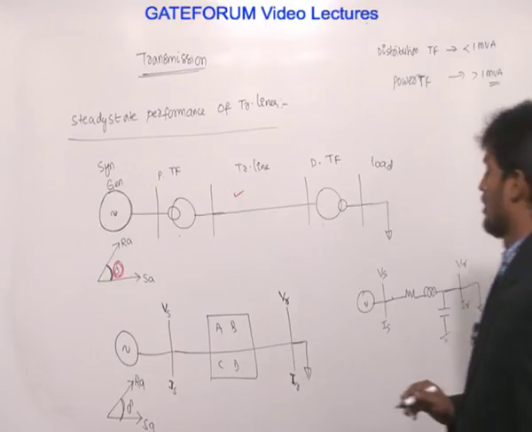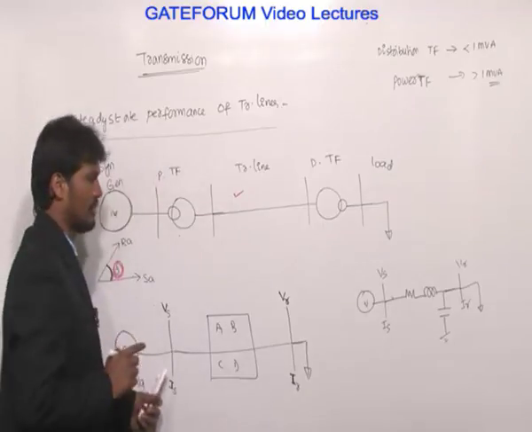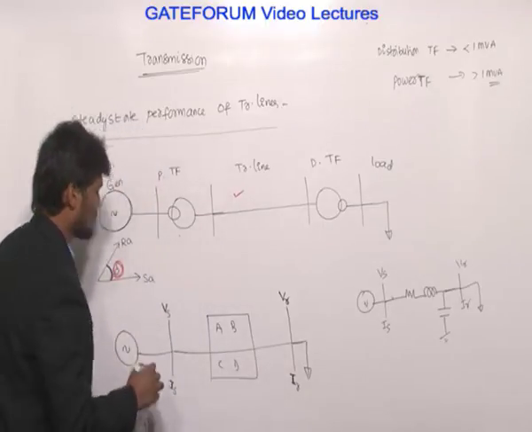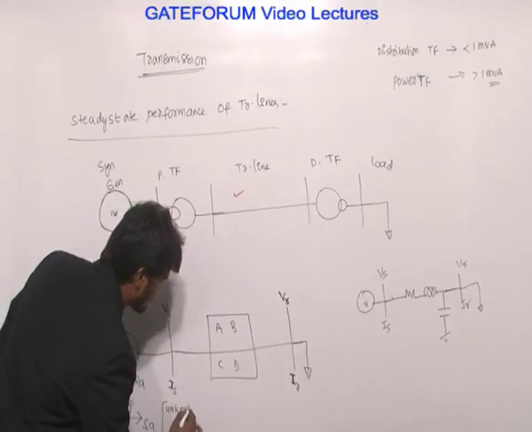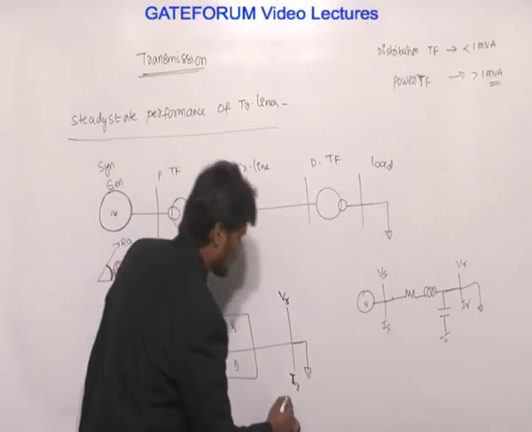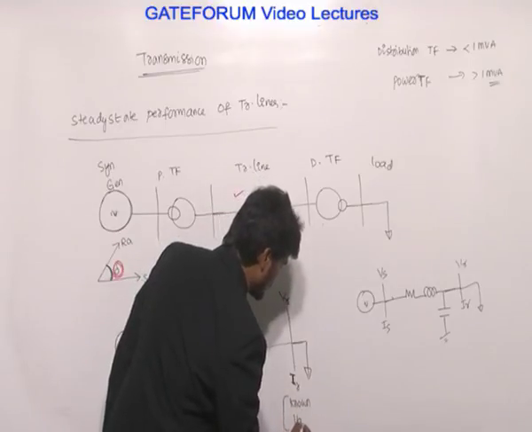Right? Tell me, are sending end values unknown values or receiving end values unknown values? The unknown values are sending end side parameters. This side is known values.